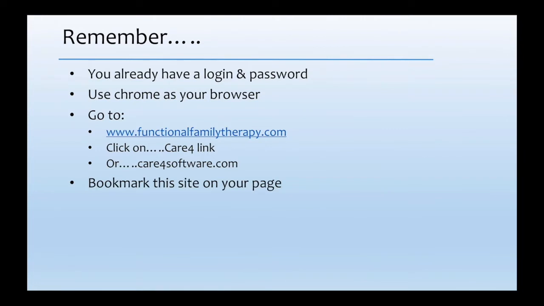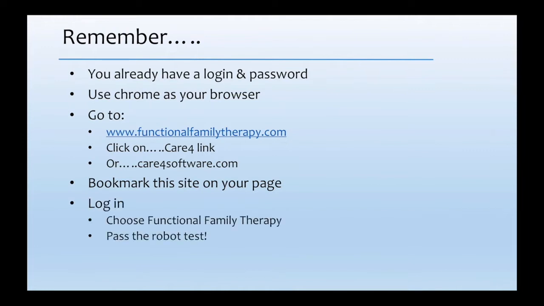Bookmark this site on your local computer. Put it in your favorites so that you're able to go to it. That way you won't have to remember the login or the web address, and you'll be able to go directly to the site. Then go ahead to the login page that I'll show you in just a second. Make sure that in the dropdown you choose Functional Family Therapy. And then of course you're going to have to pass the robot test.